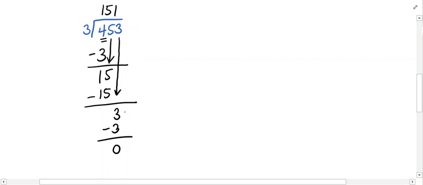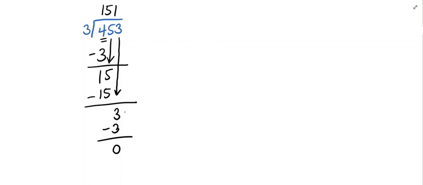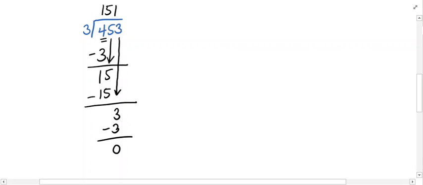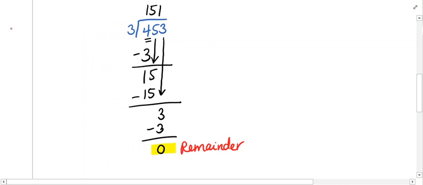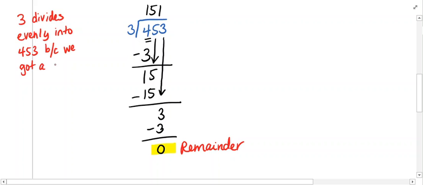So what you should realize here is that 3 divides evenly into 453 because we got a 0 remainder. I'm going to make some notes over here. So it divides exactly 151 times.